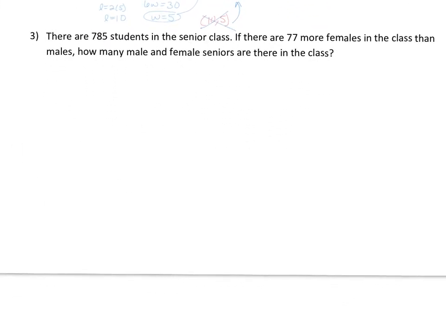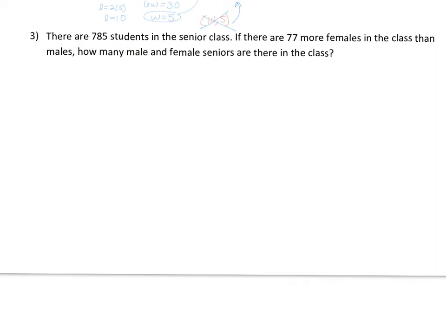So it says there are 785 students in the senior class. If there are 77 more females in the class than males, how many males and female seniors are there in the class? Okay, so again, you remember me saying that a period or a comma often will tell you your first equation? Well, guess what? There is a first equation right here. Okay, so let's backtrack though. Let's go ahead and define our variables.